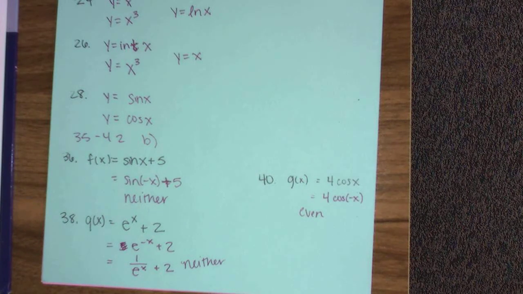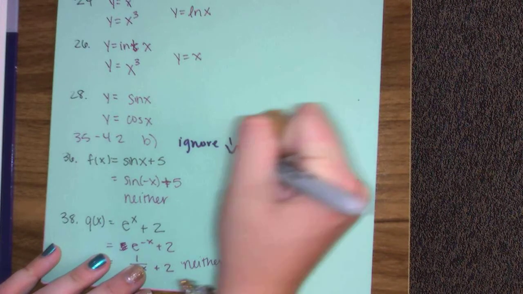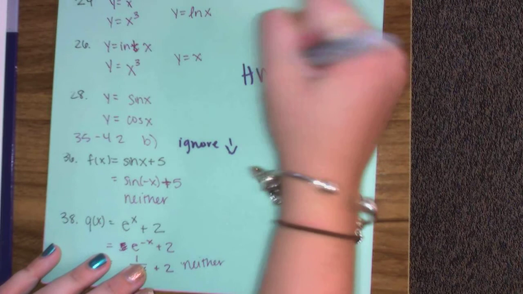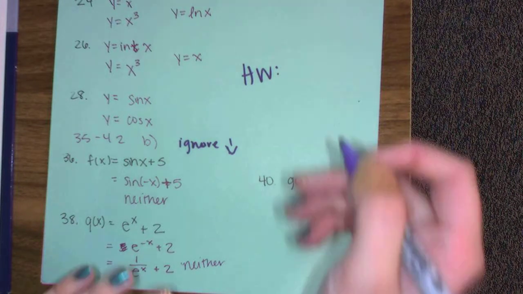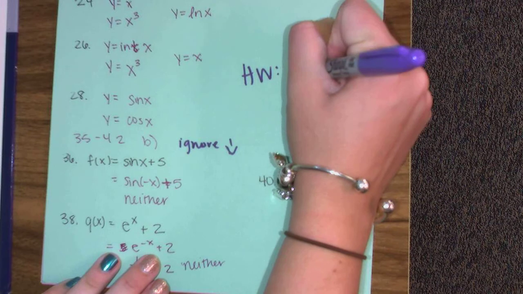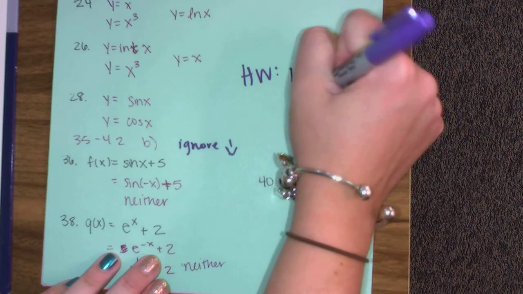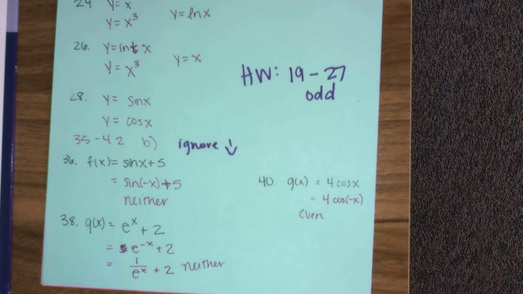So I'll add on, we can go over them tomorrow or at the end of class. If y'all finish, we can go over it. Okay, so I'm just adding on 19 through 27 odd. If we finish, we can go over them.